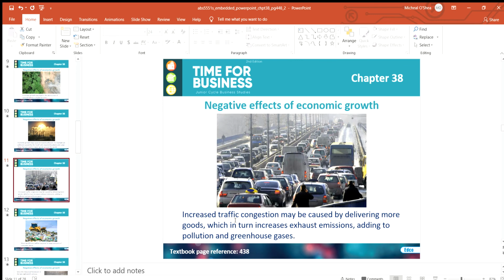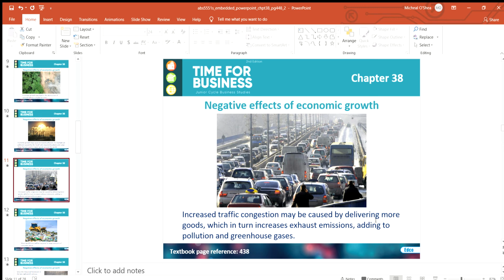A couple more that we're going to look at, because I'm not going to do a whole lot today, just introducing the chapter. Increased traffic congestion can lead to generally more goods in turn. Again, we're focusing here on exhaust emissions. A lot of this is focused on climate change, because the chapter itself is sustainable economic development. So we're looking at sustainability, which is more or less looking at our world and trying to build a more sustainable world.